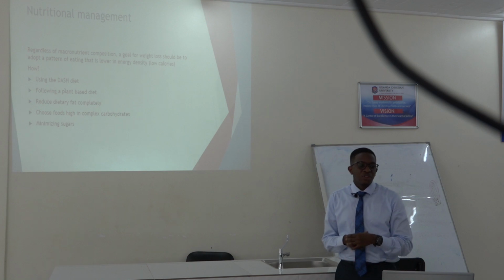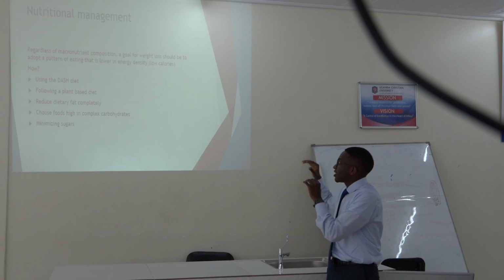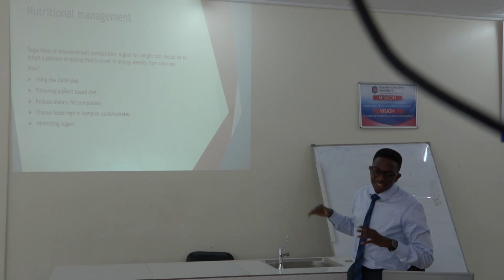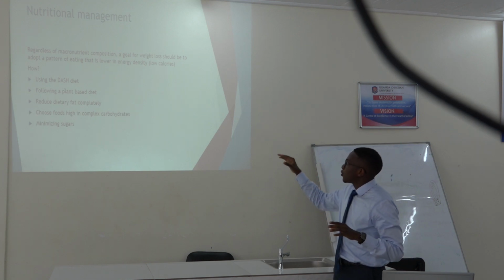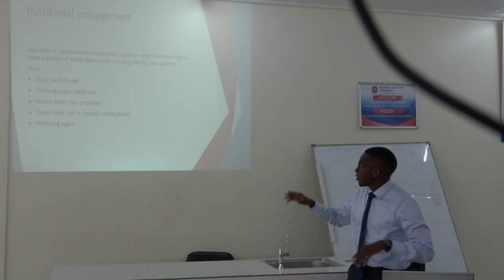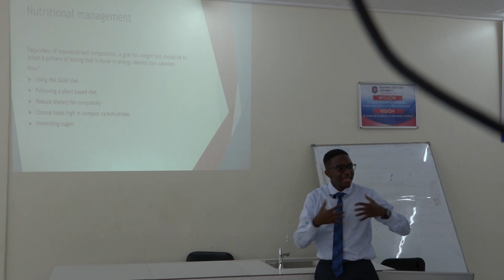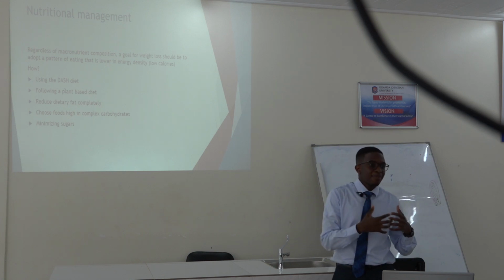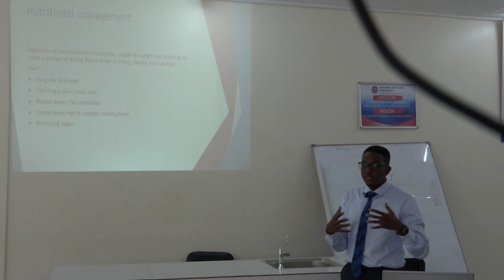So for nutritional management of people with obesity, we have something we call the DASH diet, which we shall see in the next slide. It's just dietary approaches to stop hypertension. And we also follow a plant-based diet. In a plant-based diet, you only eat plants alone, but that will entail trying to get your complete amino acids, as I explained earlier. So you'll have to incorporate different plants in order to create a complete protein in your meals.